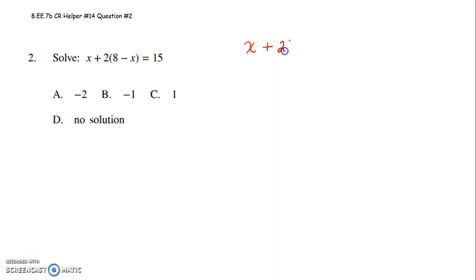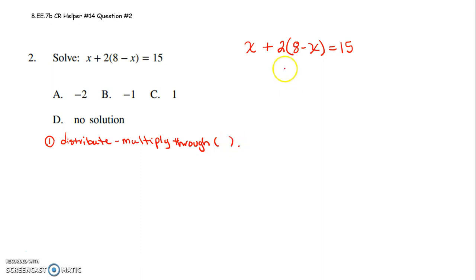x plus 2 times the quantity 8 minus x is equal to 15. Your goal here is to get x all by itself on one side of the equal sign. Your first step in solving multi-step equations is to distribute. If there's a set of parentheses that you need to multiply through, that's what you do first. So let's go ahead and do that.